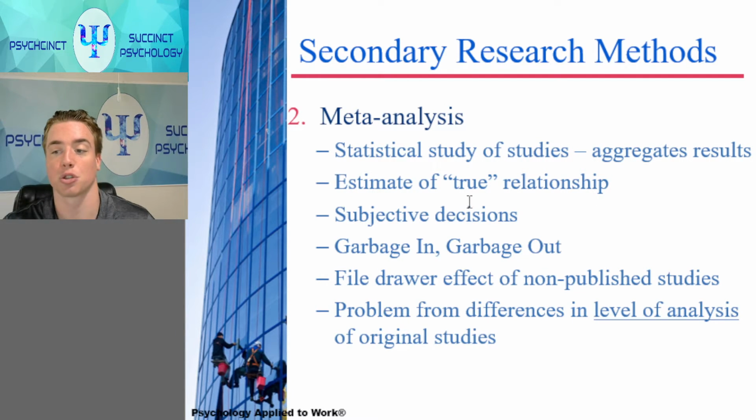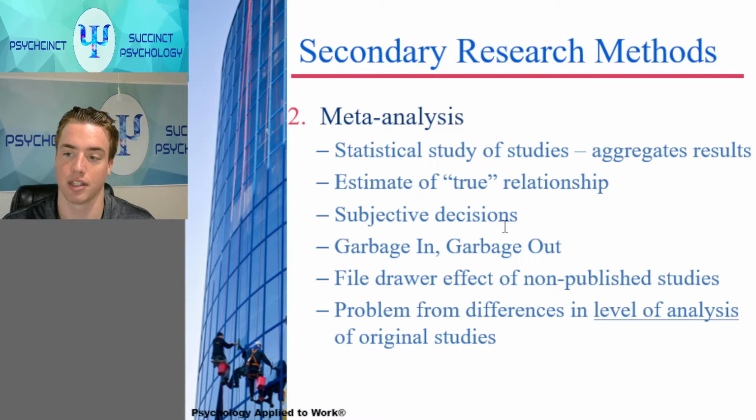It's an estimate of a true relationship, because it's the result of numerous studies that are a better approximation of the truth than one single study, because you're analyzing across different research studies. You're combining numerous studies, the findings of those, into one simple conclusion. So it's like the true findings, I guess.